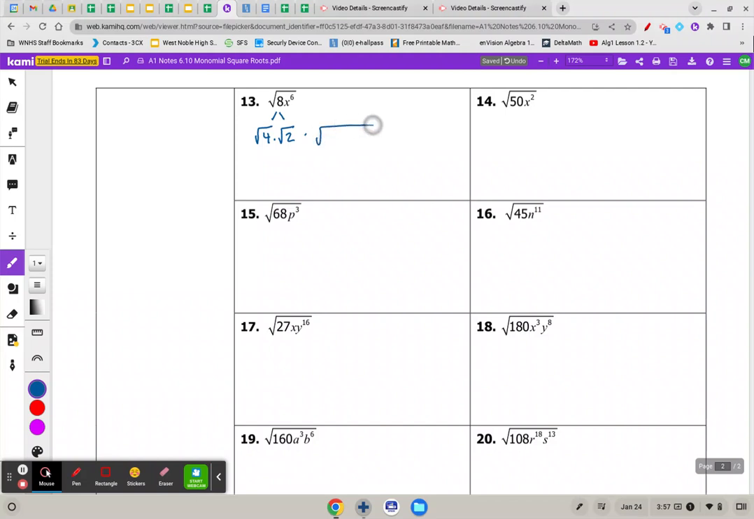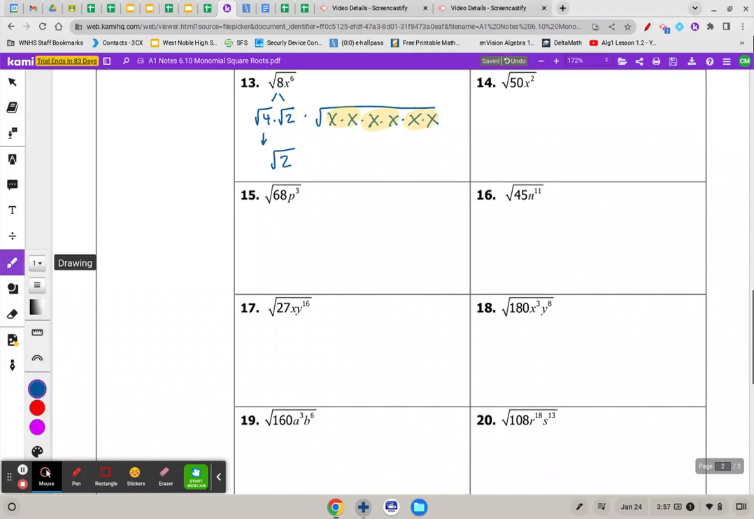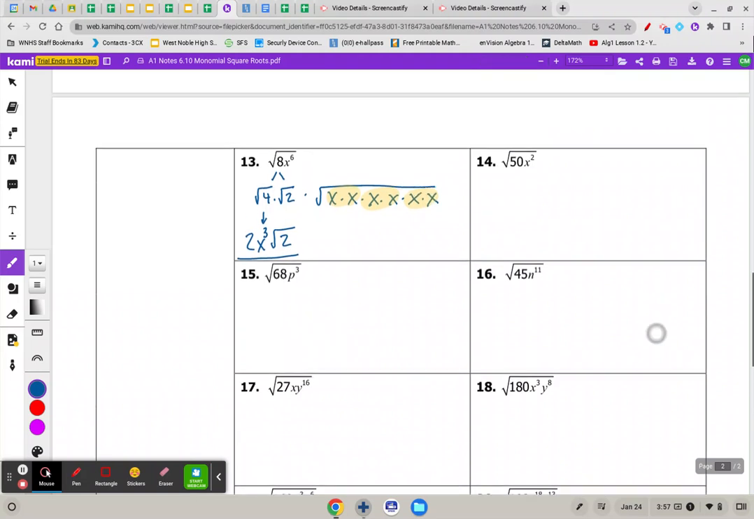I also, if I want to show out my work this way, have x times x times x times x times x times x. The square root of 4 is 2. Root 2 does not simplify. And then I have 1, 2, 3 groups of x's, so I actually have 2x cubed as my final.